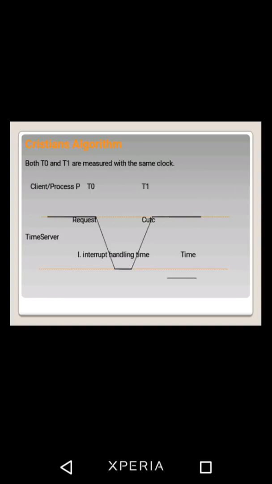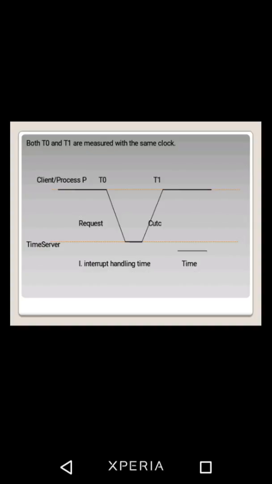This figure depicts the process of asking the time from the time server. Here the client process sends a request to the time server at time T0 and the time server takes I time in handling the interrupt. And finally at time T1 the process P gets its reply. And finally it sets its clock to T plus RTT by 2, where RTT is calculated as T1 minus T0 minus I.